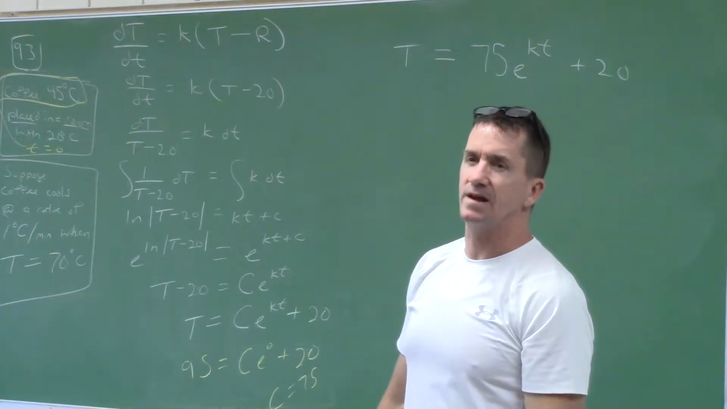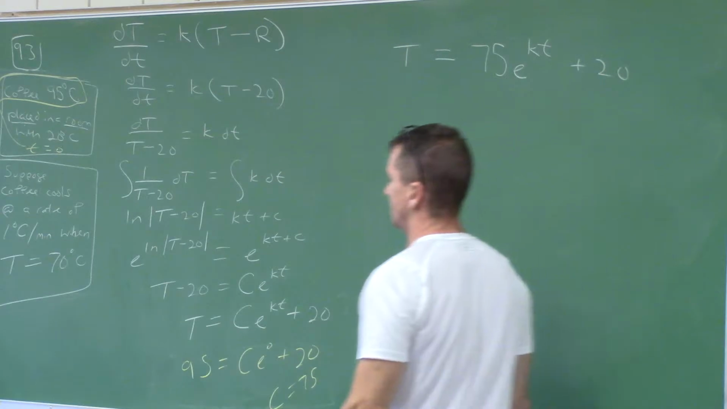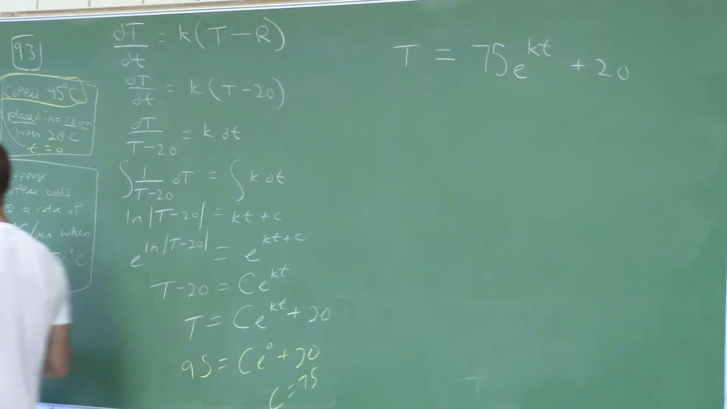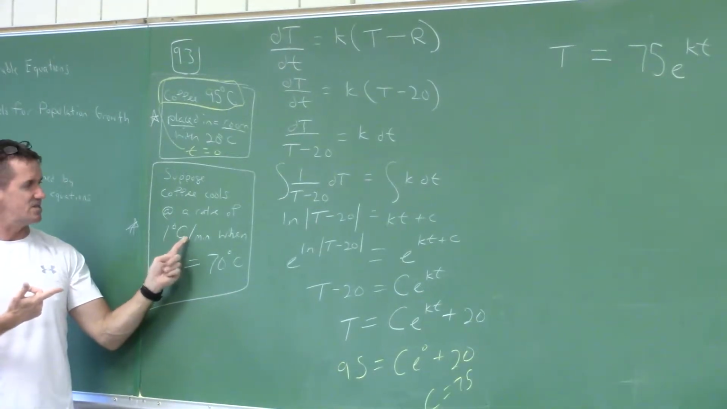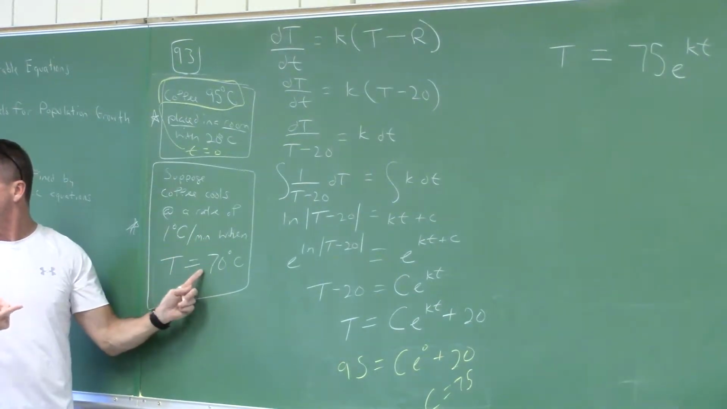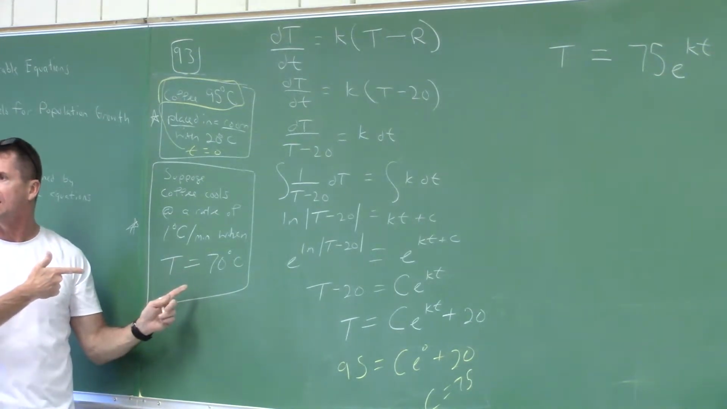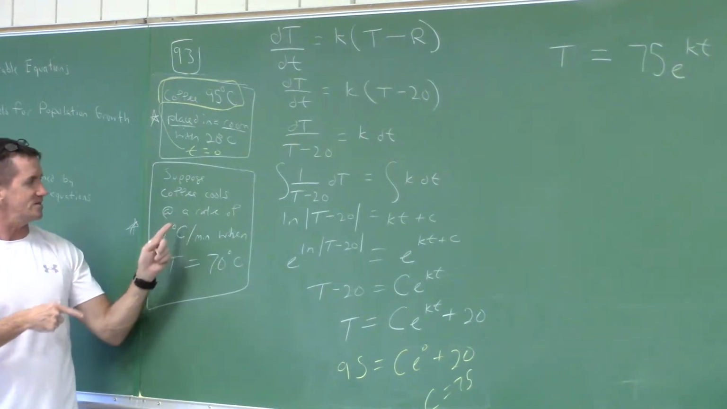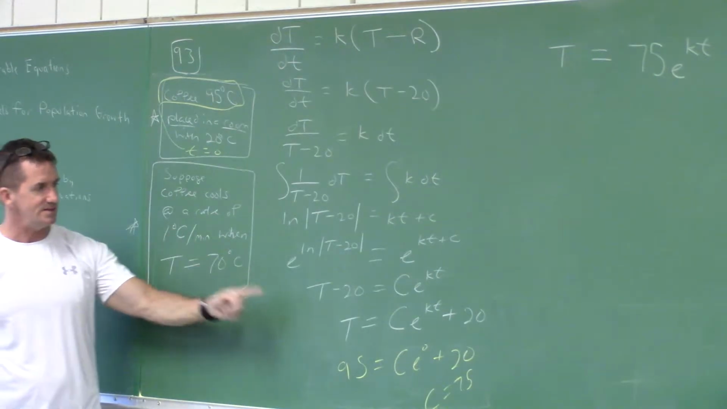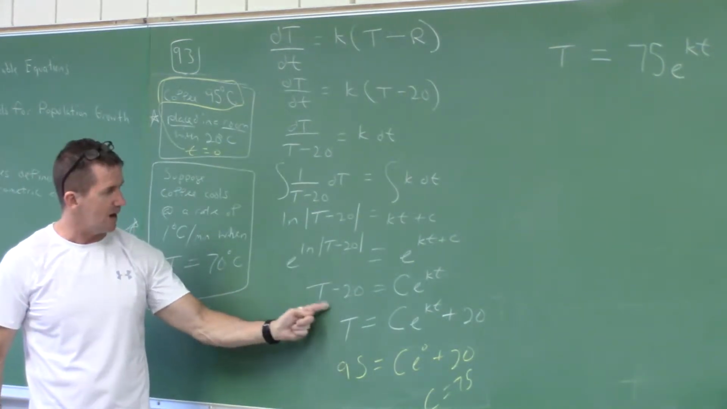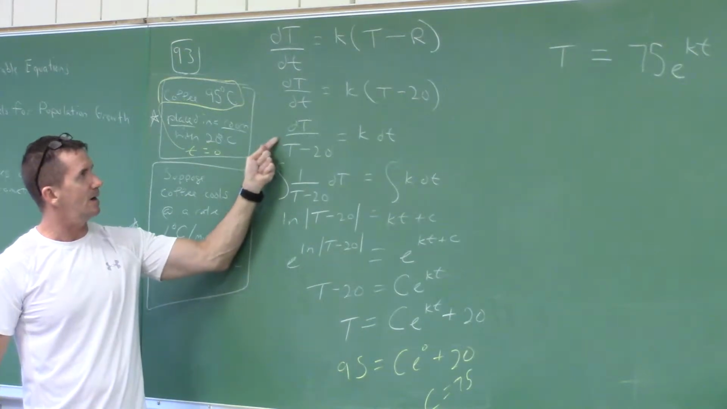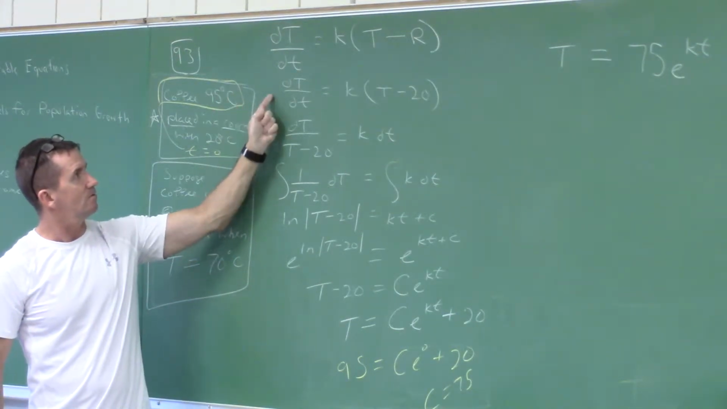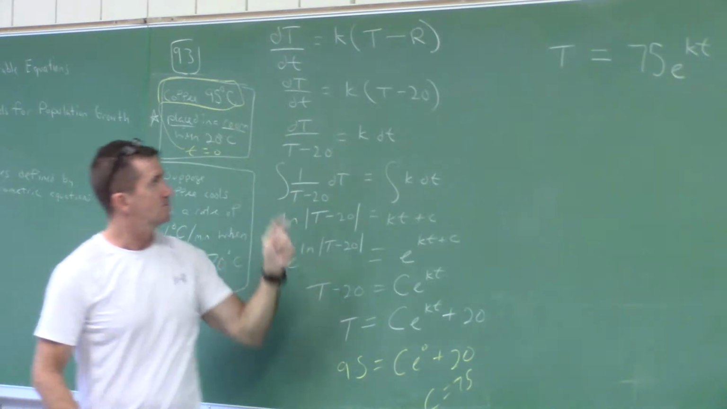Now can you help me find k? I got this from the book, so we got to figure out where to plug this. It says, suppose coffee cools at a rate of 1 degree Celsius per minute when the temperature is 70. This is going to allow us to get the constant k. Well, that's a rate. That's not a rate, right? Just go back a few steps. Where did we have a rate? Keep backing up, back up, back up. Right here, everyone.